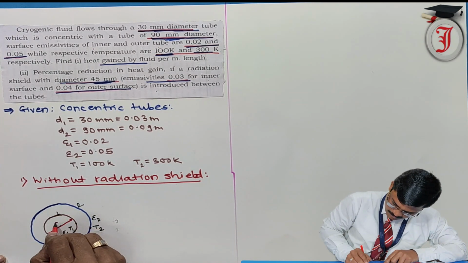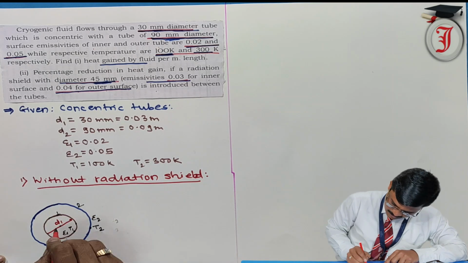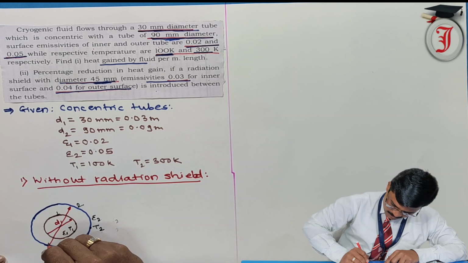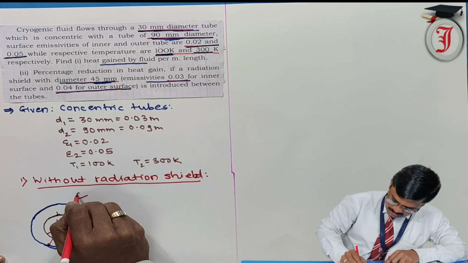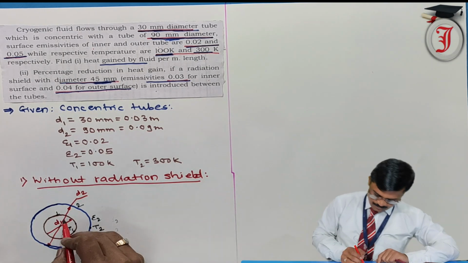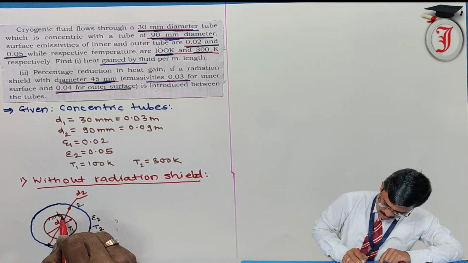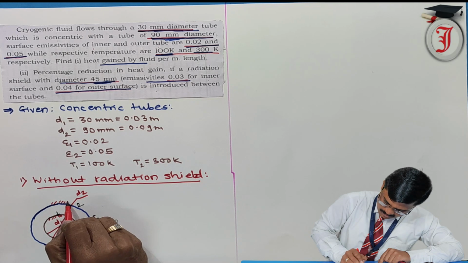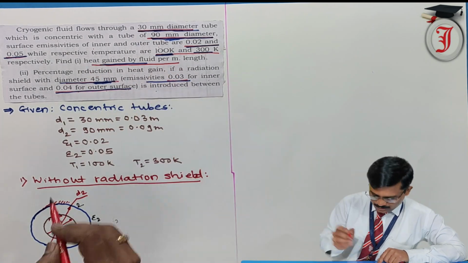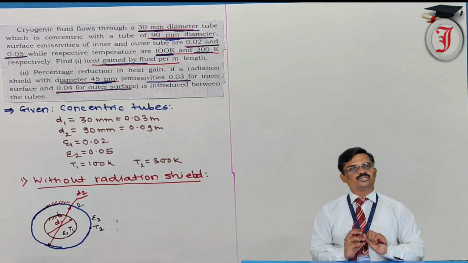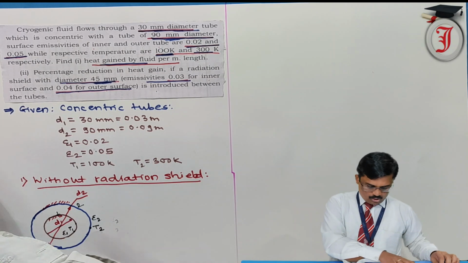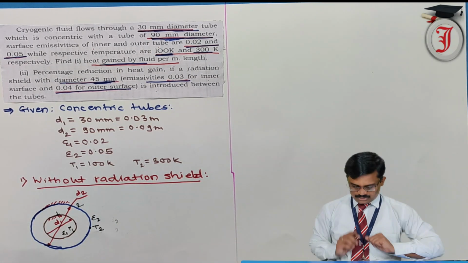So this diameter is D1 and this diameter is D2. All these things are given to us. Let us assume the inner surface is insulated as well as the outer surface is insulated, so that we can easily determine the heat gained by the fluid flowing through these concentric tubes. Okay, so let us draw the electrical circuit for this situation.